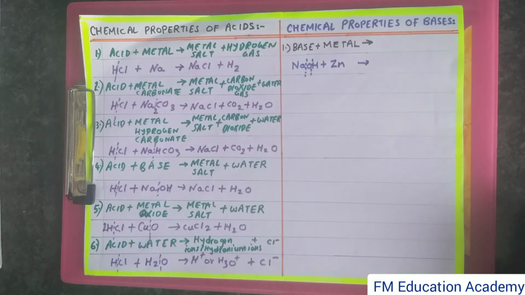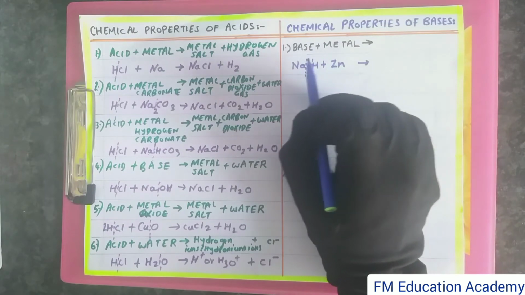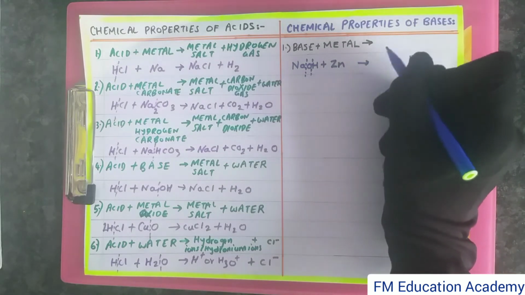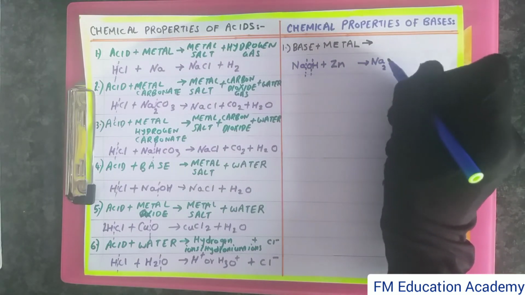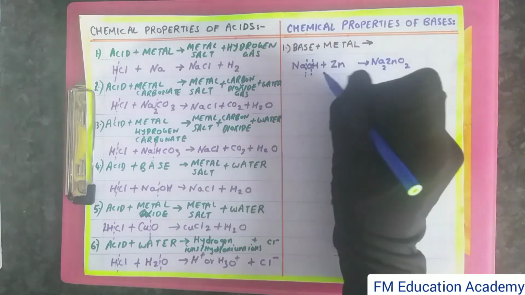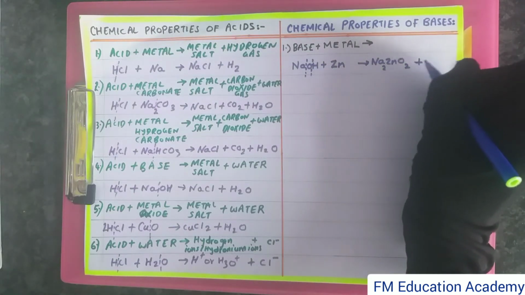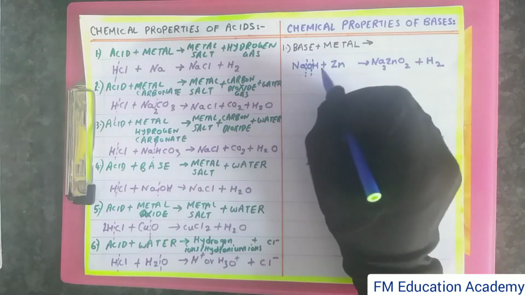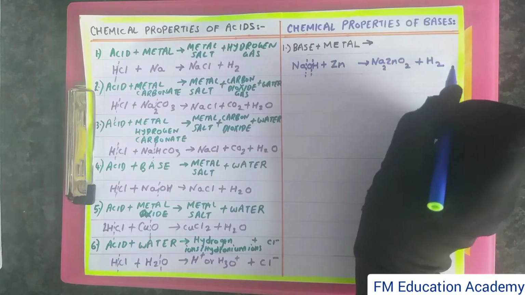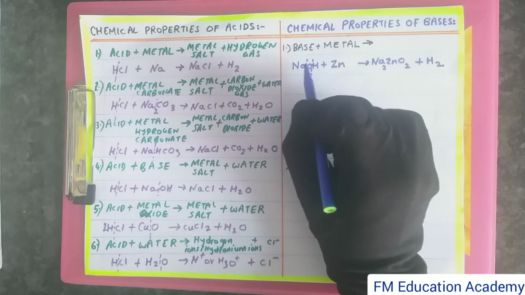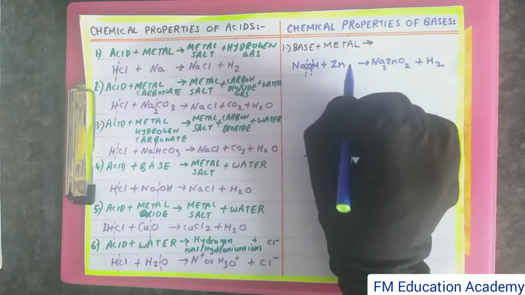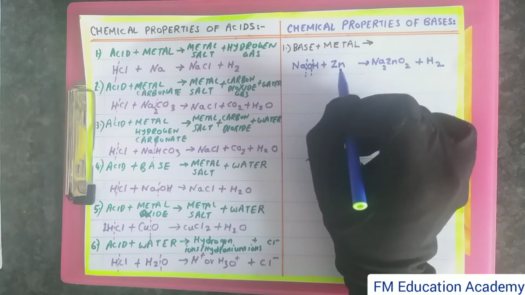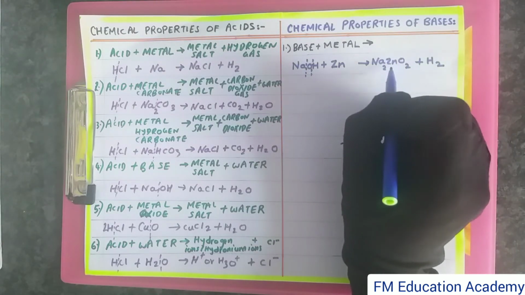Remember that when zinc reacts with sodium hydroxide, sodium zincate is formed. The formula for sodium zincate is Na2ZnO2. And this hydrogen is remaining alone, there is hydrogen gas. So you have to remember that when zinc is reacting with sodium hydroxide, it is not forming water. Sodium and oxygen both react with zinc to form sodium zincate. Sodium zincate is also a salt of zinc, that is, a metal salt.